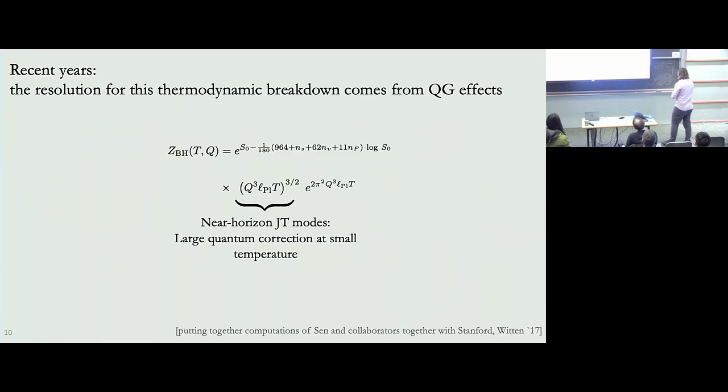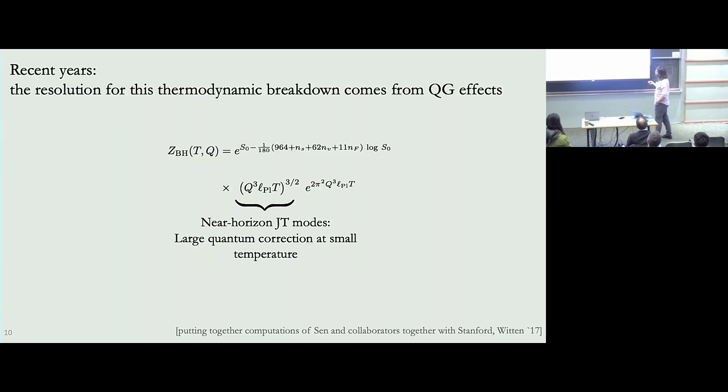Then if you compute the one-loop determinant from all the fields and account for the dependence on Q of the measure of the previously zero modes, you get this lovely factor of the log of Q, log of the area, that Sen and collaborators computed. Here, N_S, N_V, and N_F are the number of free scalars, vectors, and fermions that couple to gravity.